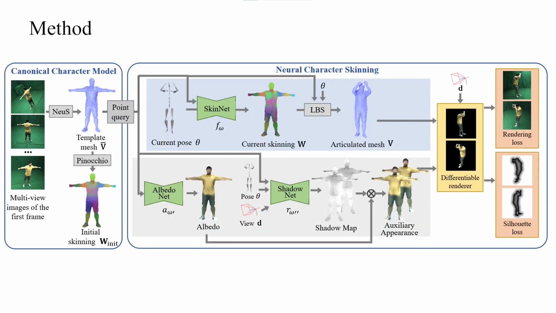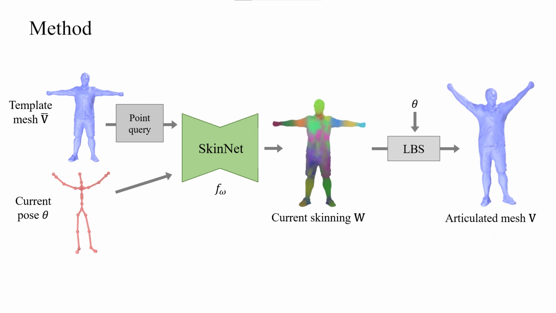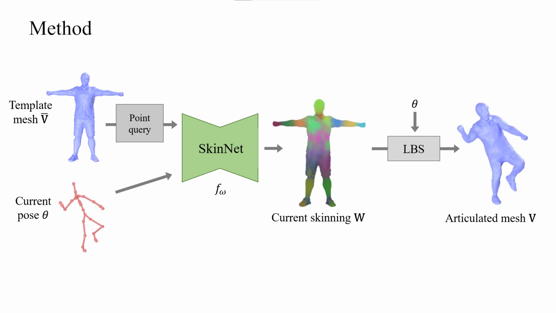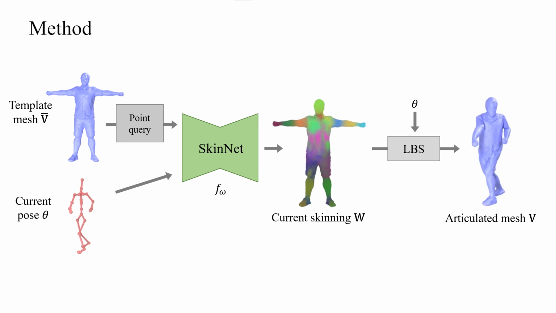In addition, we apply several regularizations, including the Laplacian loss, the skinning regularization, and the part-wise regularization, which ensure the geometry is visually plausible. After training, given a new pose, our model can predict pose-dependent skinning weights, which then generate a high-quality 3D human mesh after linear blend skinning.